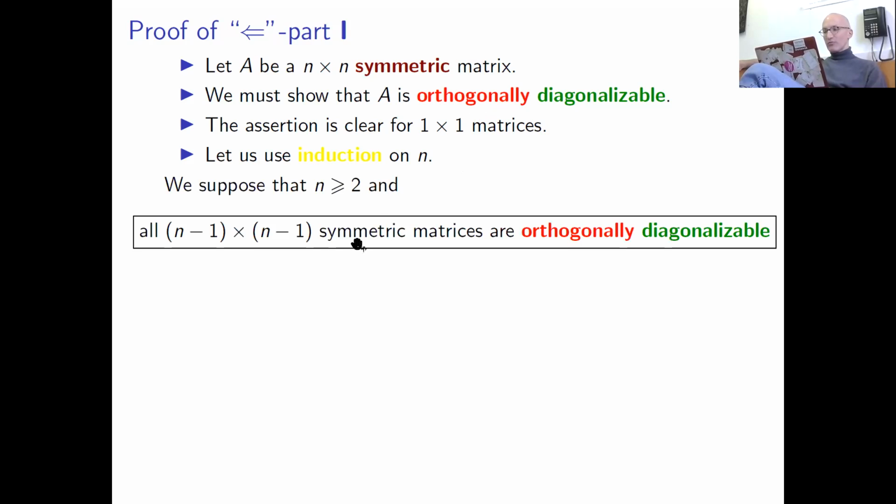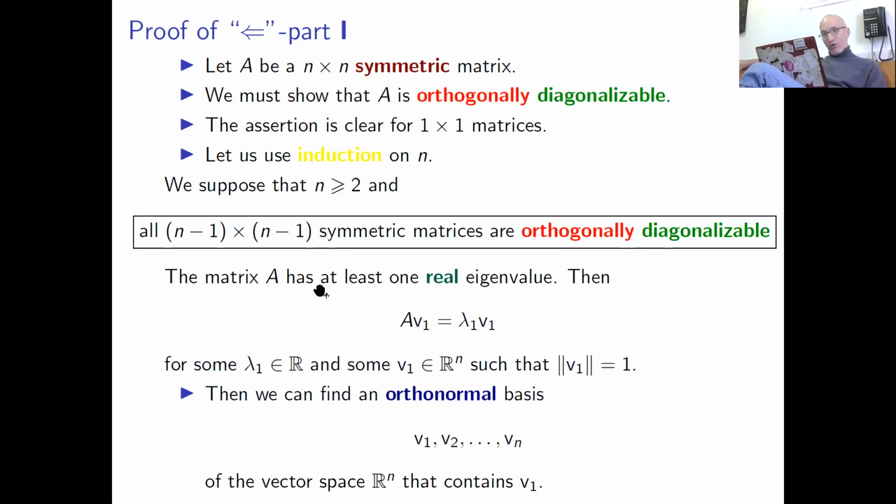From now on, we assume that n is bigger or equal than 2, and we assume that our theorem holds for all n minus 1 times n minus 1 square symmetric matrices. We assume that all symmetric matrices of size n minus 1 times n minus 1 are orthogonally diagonalizable. This is our induction assumption. Okay. So, in order to use this induction assumption, we have to use the theorem on the previous slides. We know that our symmetric matrix A has at least one real eigenvalue.